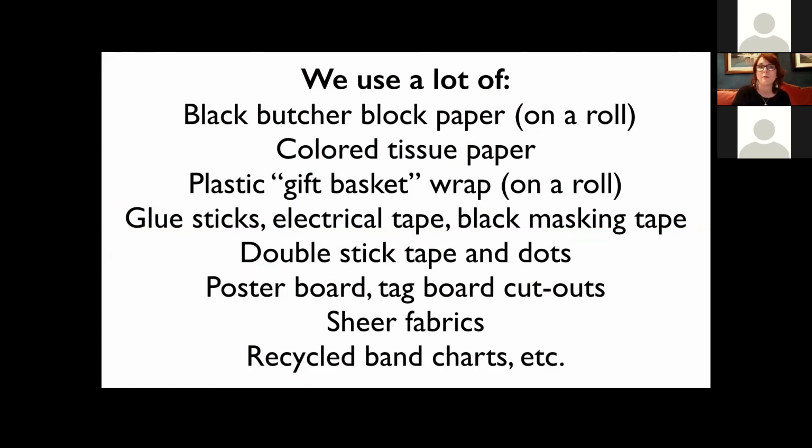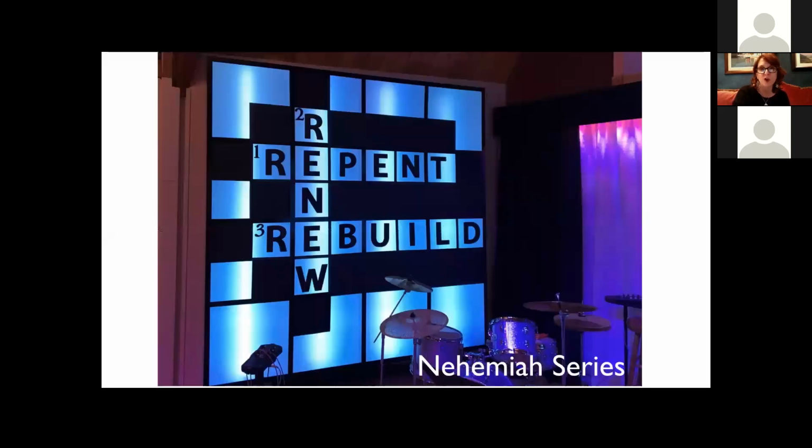We use a lot of black butcher block paper on a roll, colored tissue paper, plastic gift basket wrap that comes on a roll, glue sticks, electrical tape, black masking tape, double stick tape and dots, poster board, tag board cutouts, sheer fabrics, recycled band charts, etc. And these are all just amazingly cheap to use in order to make the decor change.